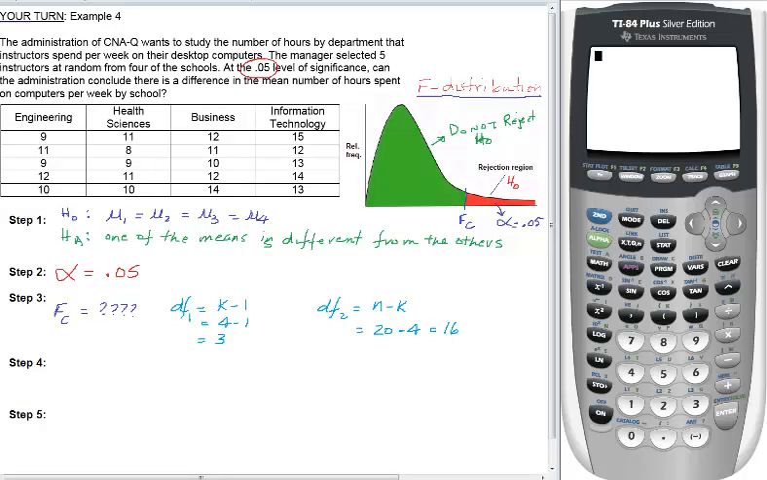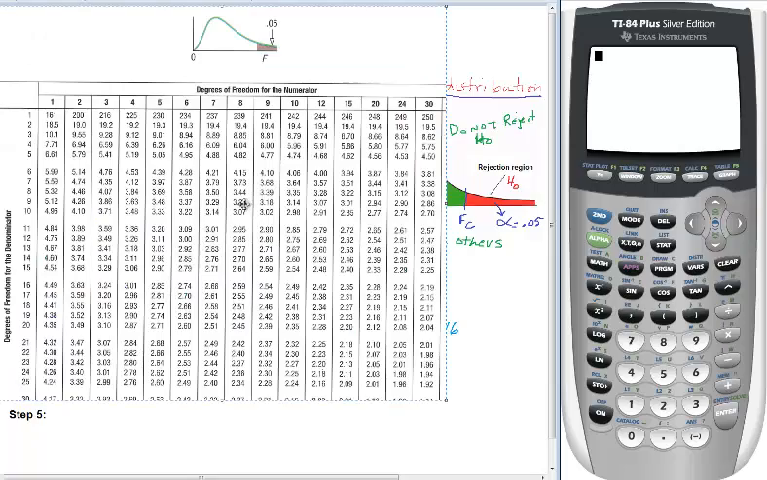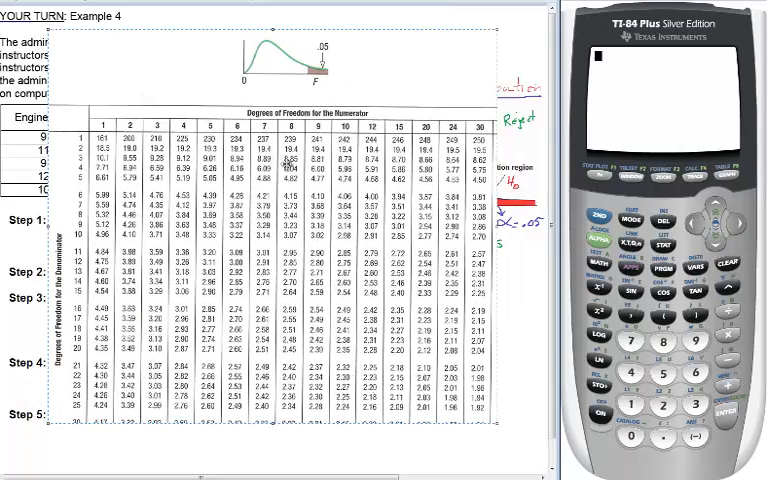Alright, here it is. So there's the chart, and we're picking from this now. So let's have a look. Where are we? Okay, the degrees of freedom for the numerator is what? We said that was 3, so there it is right there.